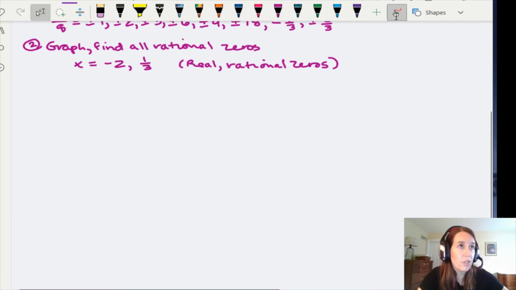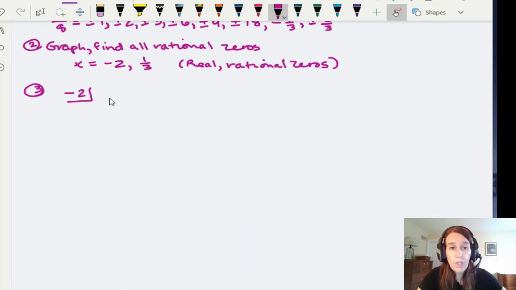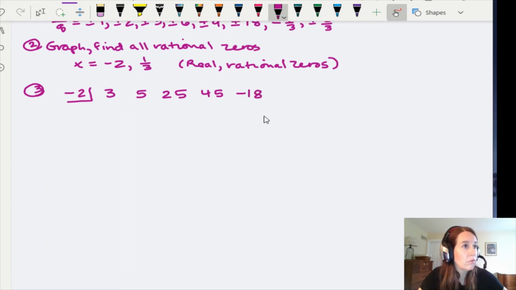So the third step was to divide. We're going to use synthetic division. We're going to divide out both of these zeros. Our first zero we can put on the shelf, -2, and then list out all the coefficients and do your synthetic division. So we're going to multiply and add across.